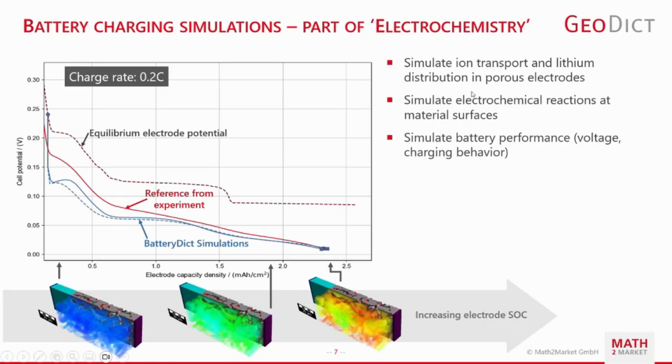We simulate ion transport and lithium distribution across the material spaces in the electrode at high resolution. So this allows you to understand battery performance and apply many different simulations at, for example, different charge rates, and see, for example, if there are bottlenecks, or in certain areas hotspots which can create problems.